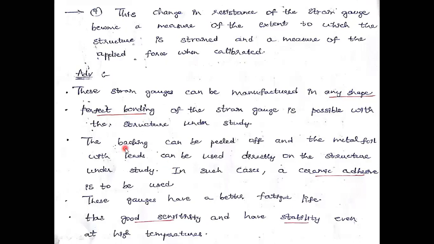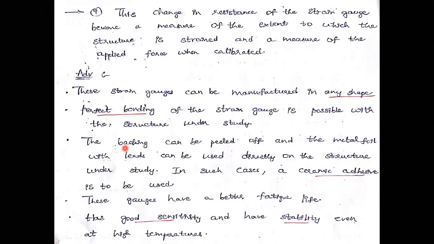Advantages: these strain gauges can be made in any shape. In any shape, we can measure. Perfect bonding of the strain gauge is possible with the structure under study. The backing can be peeled off, and the metal foil with the leads can be used directly on the structure. We can place the metal foil directly upon the structure. In this case, a ceramic adhesive is used.